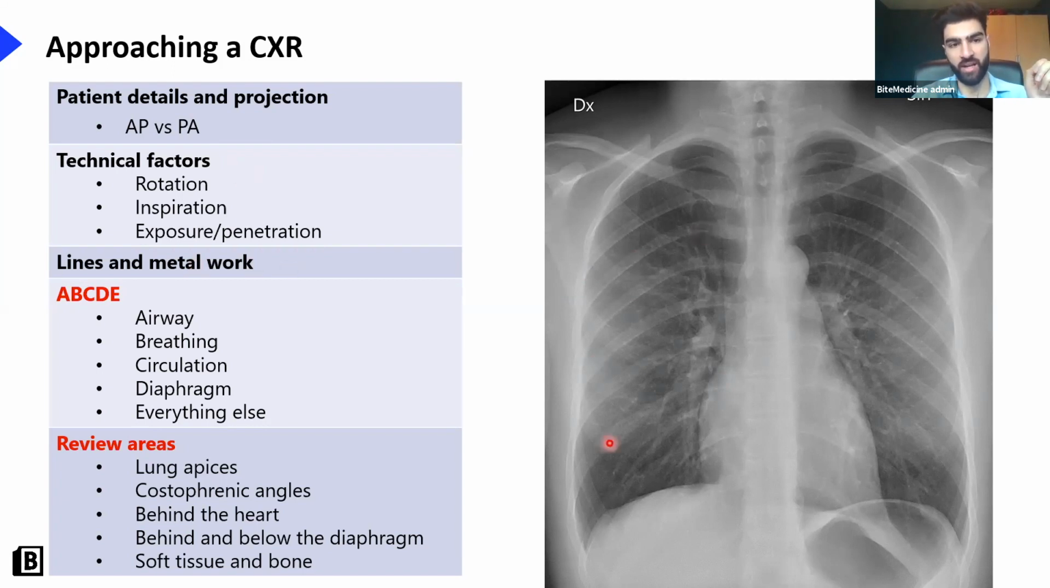Then you attack the lungs, A, B, C, D, E, so trachea, breathing is the lungs, circulation is the heart, and the hilar. So the hilar are these prominent bits just to the side of the heart. Then you look at the diaphragm, and then everything else that you haven't looked at, including the review areas that I mentioned. And we're gonna have examples where we actually work through things in this order, so don't worry if this is all new to you.